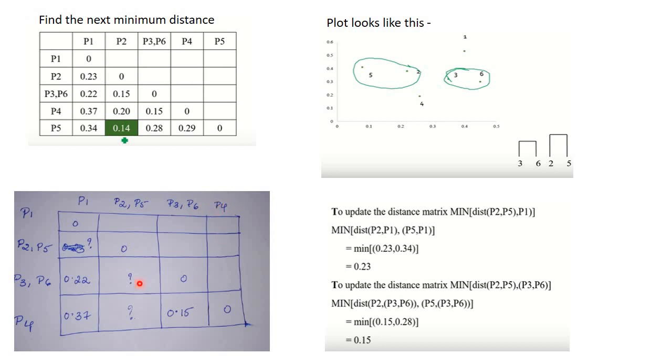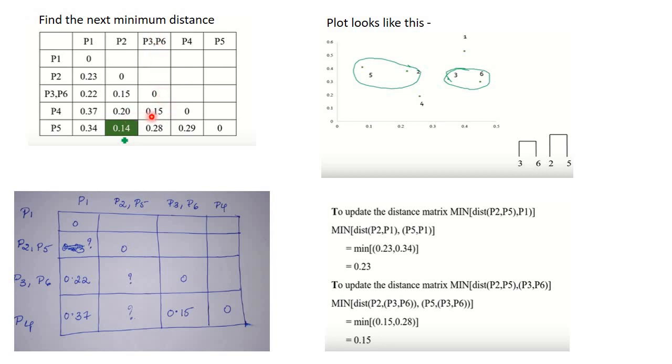Next coming to P4 and similarly here along the row. Now P1 to P3, P6, I already know the value. P1 to P3, P6 is 0.22. P1 to P4 is 0.37. Then what else I have? I have P3, P6 to P4. P3, P6 to P4, I have 0.14.